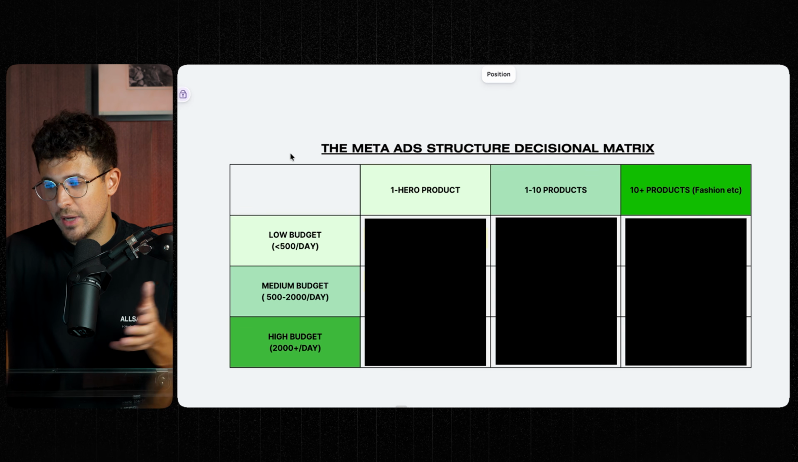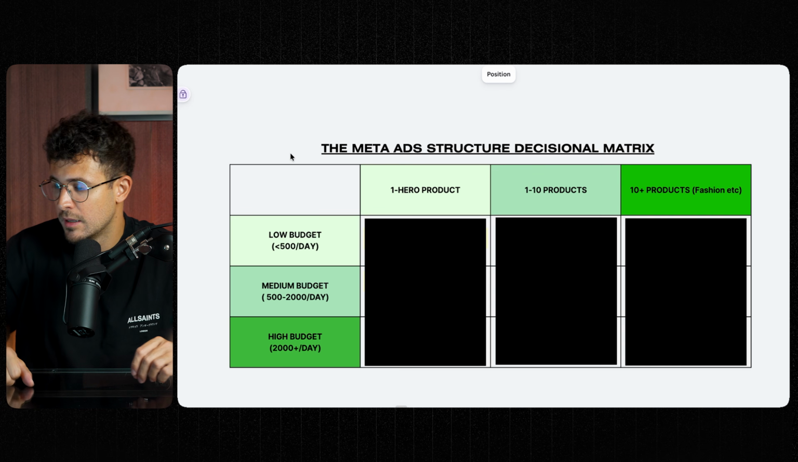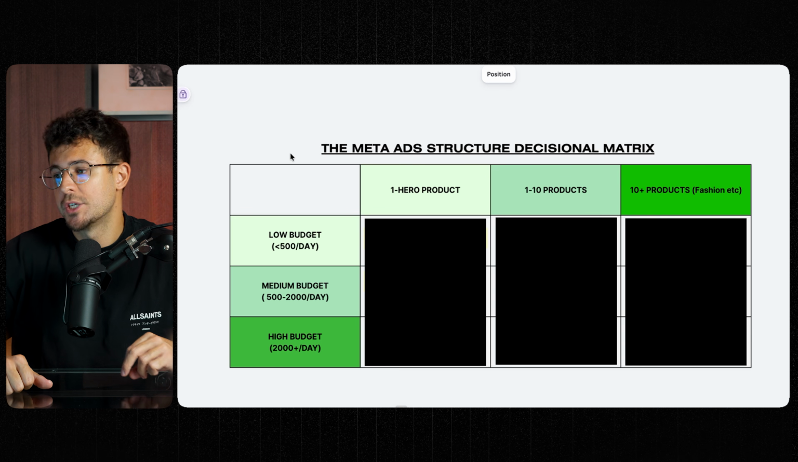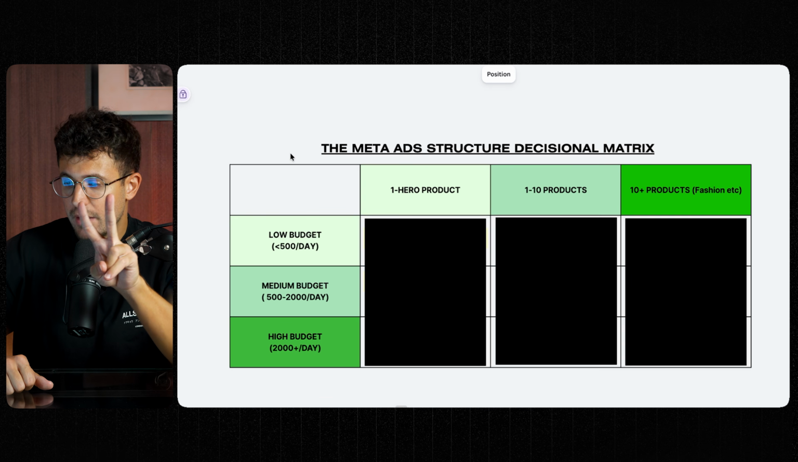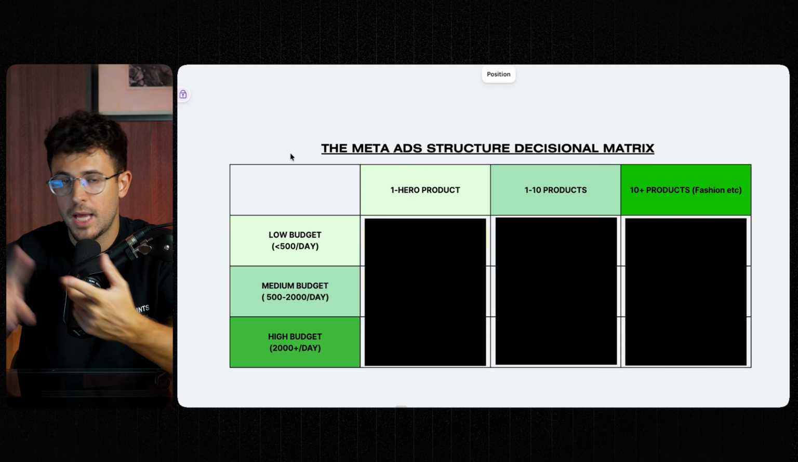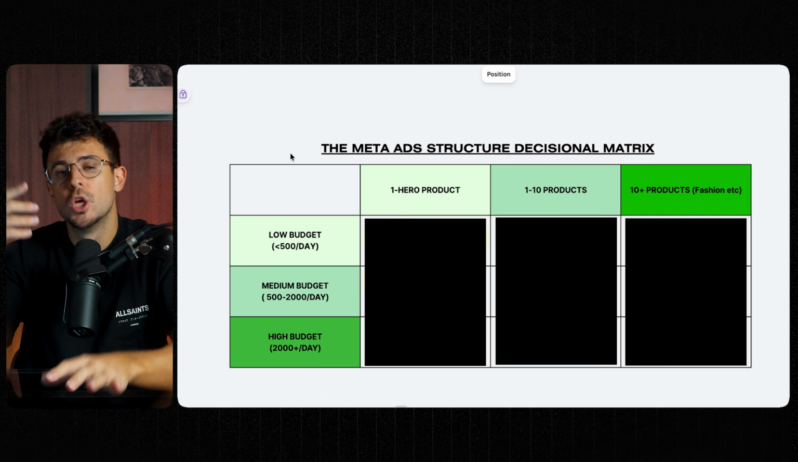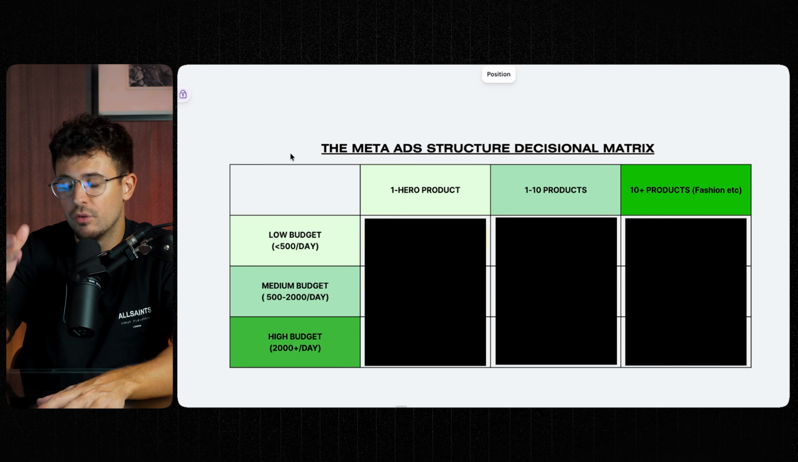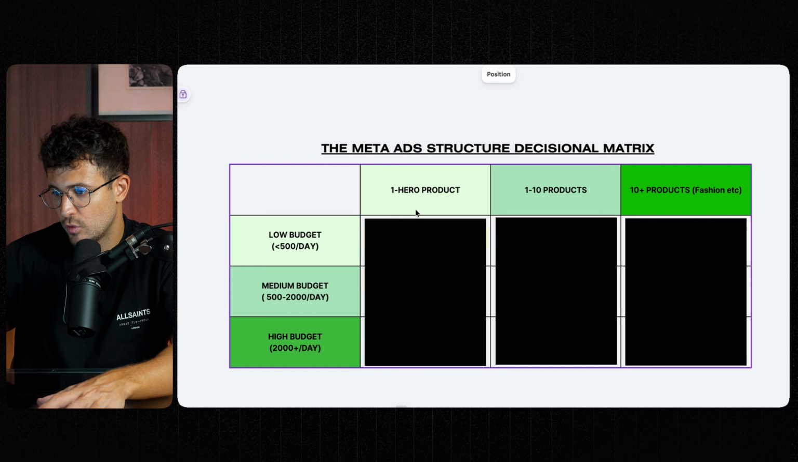And so this brings me to the final topic of this video, which is the most important one, of course, and it is the Facebook ad structure decisional metrics that we use in our agency. So here we have two different things to keep in mind: the budget and the number of products. Based on this, you can decide which type of Facebook ad account structure works for your brand.